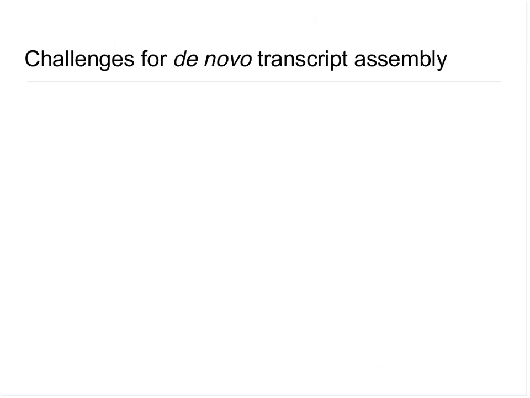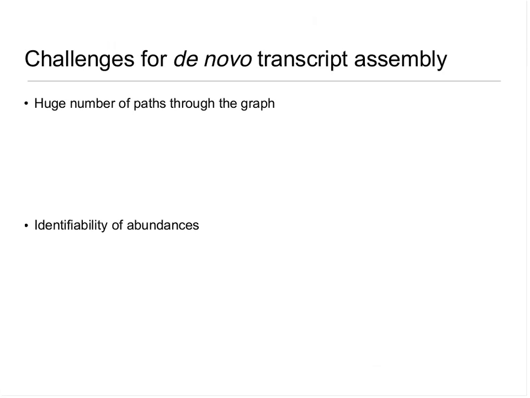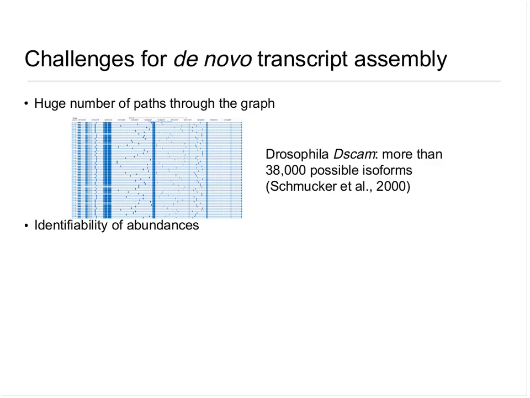Okay, so there are a number of challenges with this whole approach, and one is that there are often a huge number of paths through the graph. This is made more complicated by genes such as Drosophila DSCAM, which has more than 38,000 different isoforms for the same gene. So that's just an enormous number of paths through that graph.